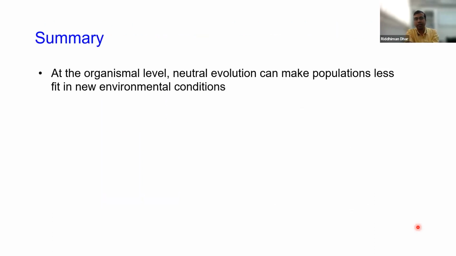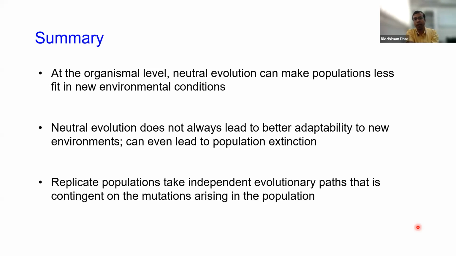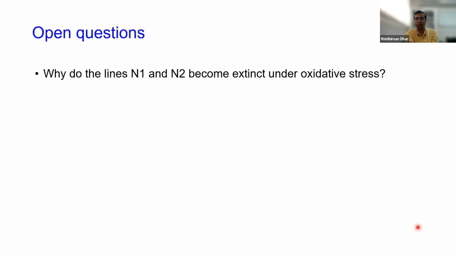To summarize the results at the organismal level, what we have seen is that mutational evolution can make populations less fit in new environmental conditions. We have also seen that mutational evolution does not always lead to better adaptation in new environments, and in some cases can even lead to population extinction. Replicate populations take independent evolutionary paths that depend on the mutations arising in the population.